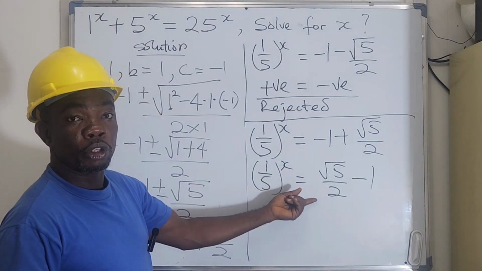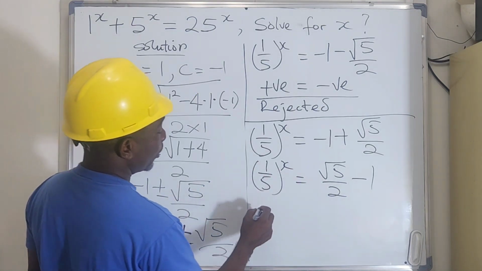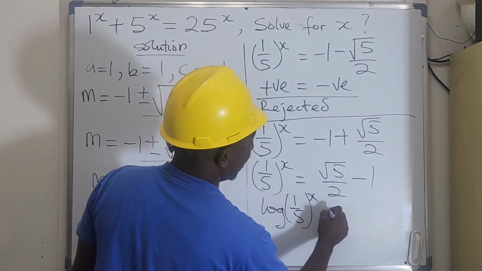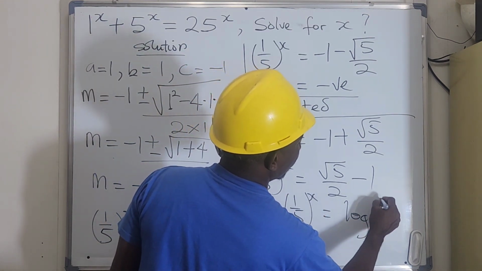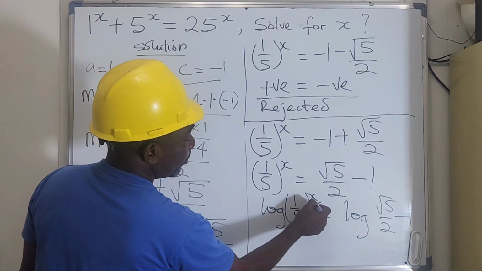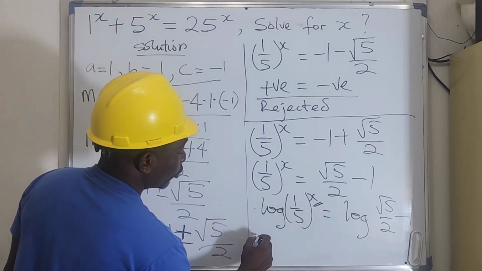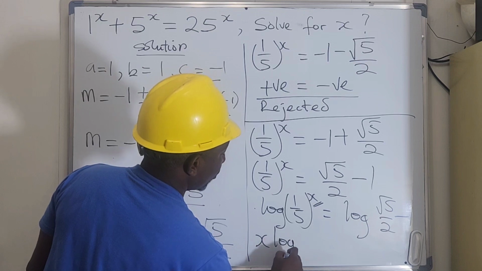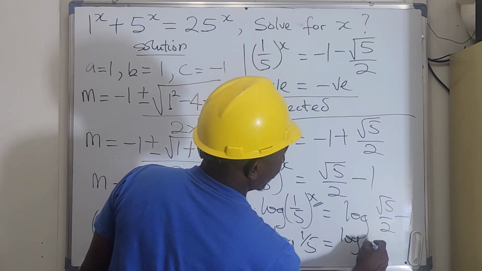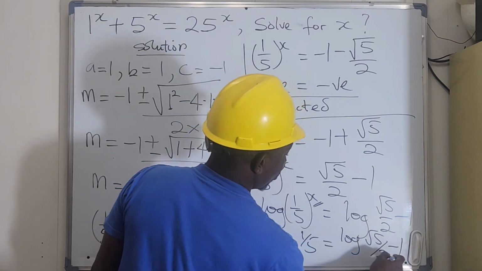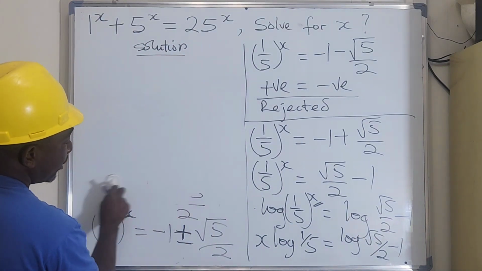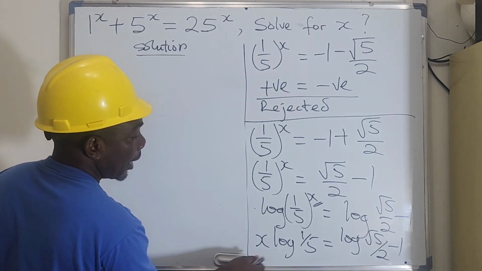Here we can introduce log to both sides. When we introduce log into both sides, we have log of 1 all over 5 raised to the power of x equals to log of the square root of 5 all over 2 minus 1. This is the same thing as this x can come to the front of the log. So we have x log 1 all over 5 equals to log of the square root of 5 all over 2 minus 1.